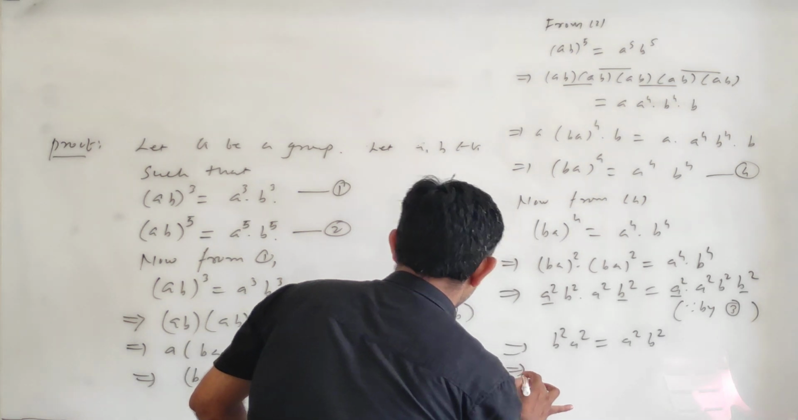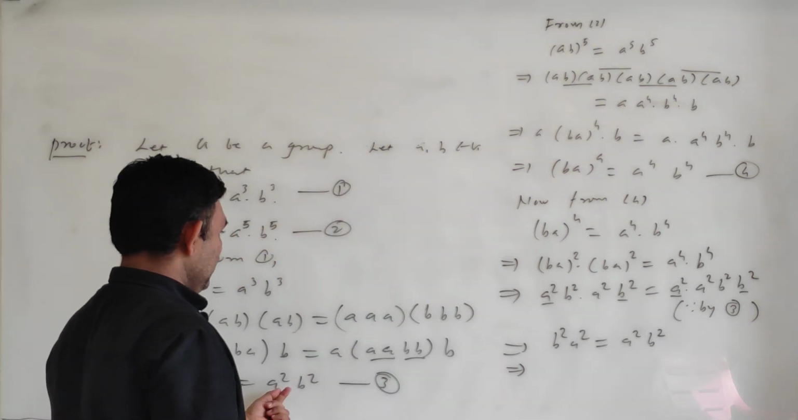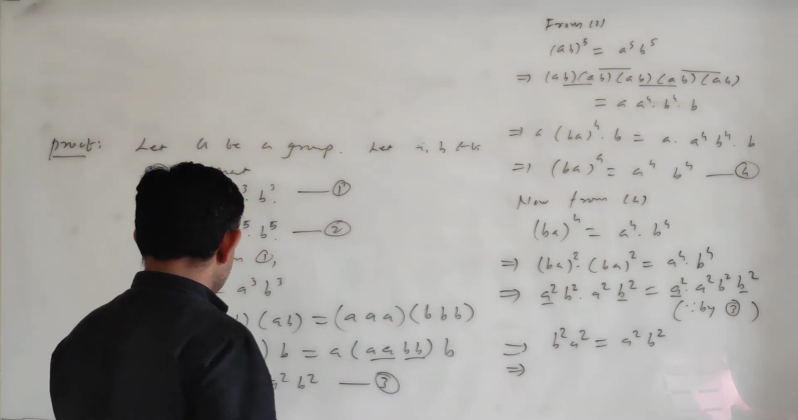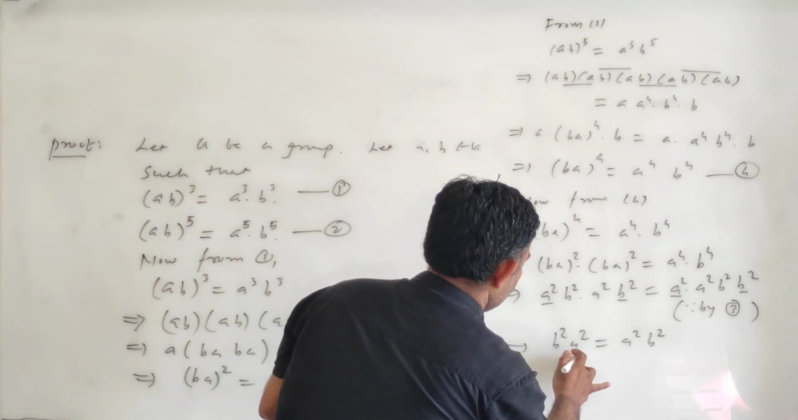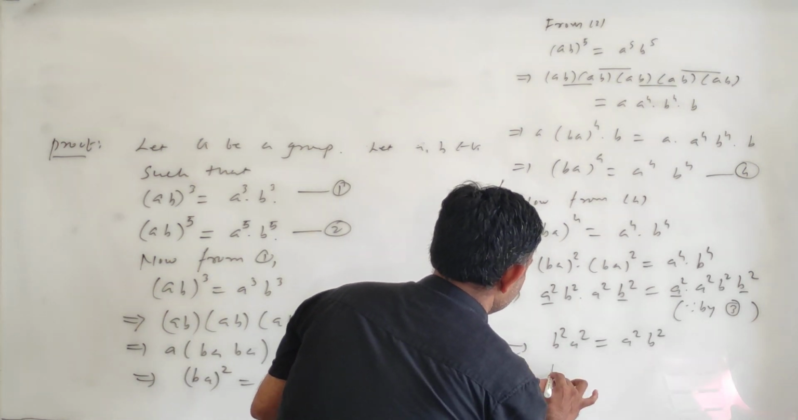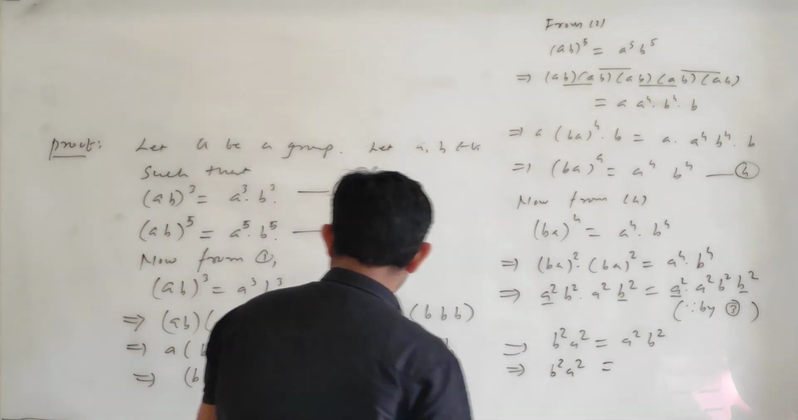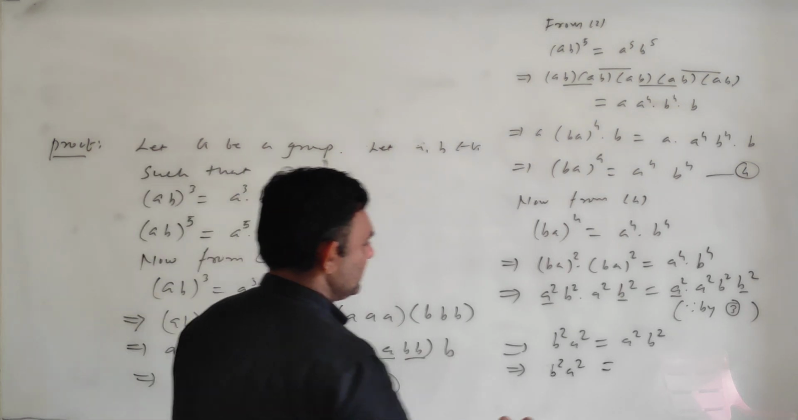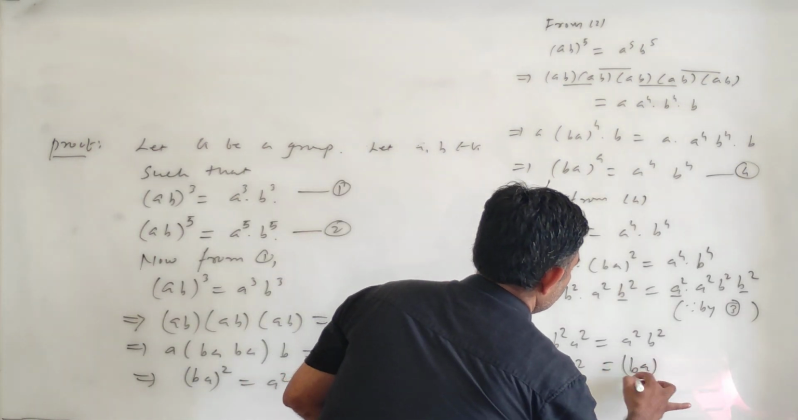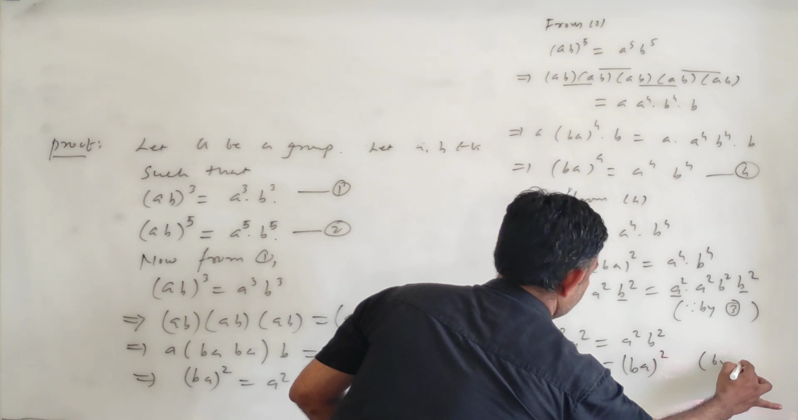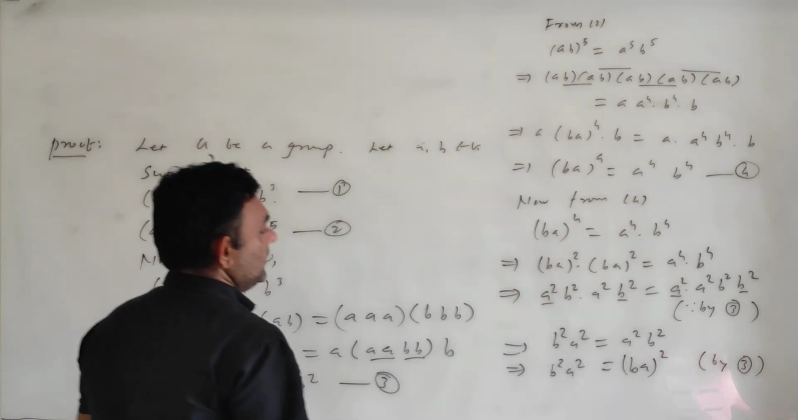But I can write b square, fine, let me write b square a square as it is. But a square b square is what? It is ba square. So this is by, again by 3.